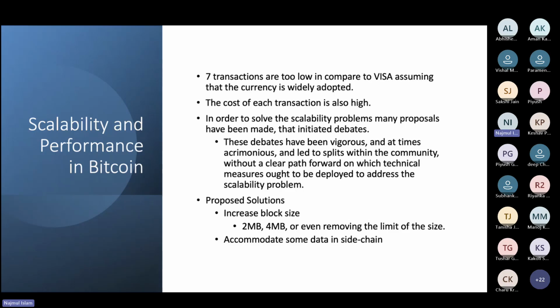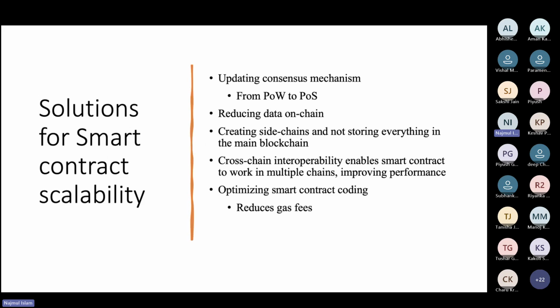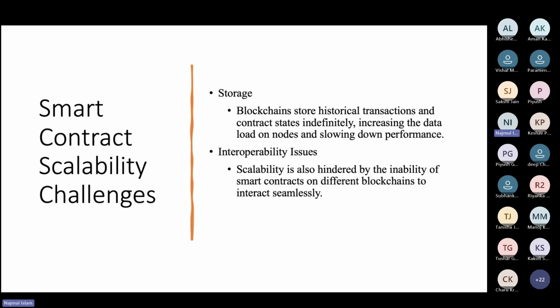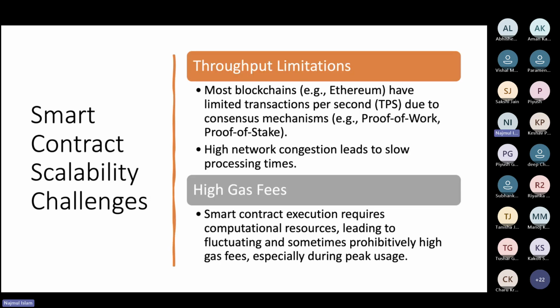And then another group thought that, okay, let's not change the block size, but let's accommodate some data in other chains, some side chains, and maintain some parallel chains. Then we can accommodate more transactions in the block. So basically, it is the same thing that I was mentioning here: creating side chains, reducing data on chain. These are the same things that I was suggesting.